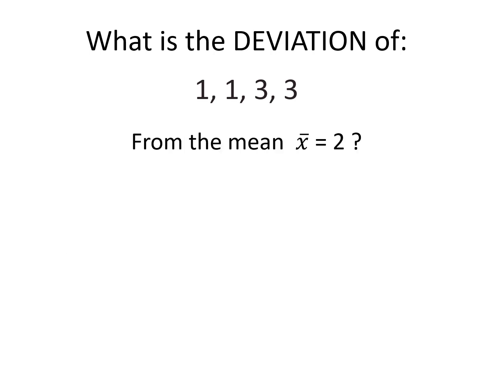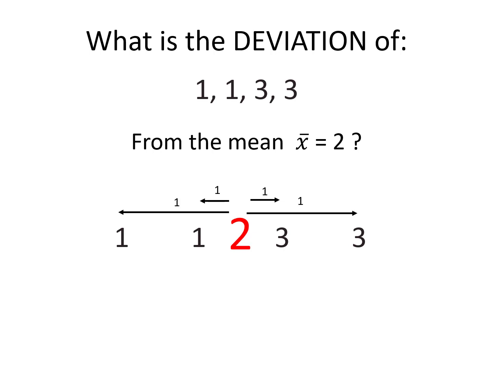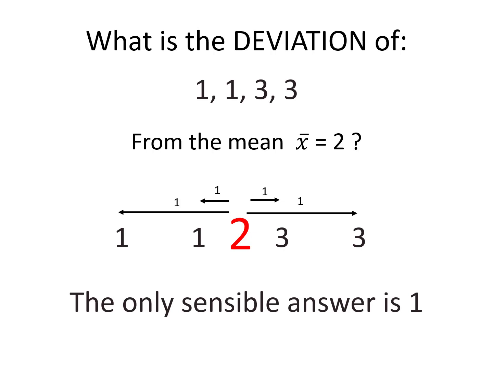So the question we're asking is, what is the deviation of 1, 1, 3, 3 from the mean, or x bar, 2? Well, here's our data set, there's our mean, and if we look at all the different gaps or deviations from our mean to our individual data points, we find they are all 1. So the only sensible answer to give for the deviation of this data set is 1.